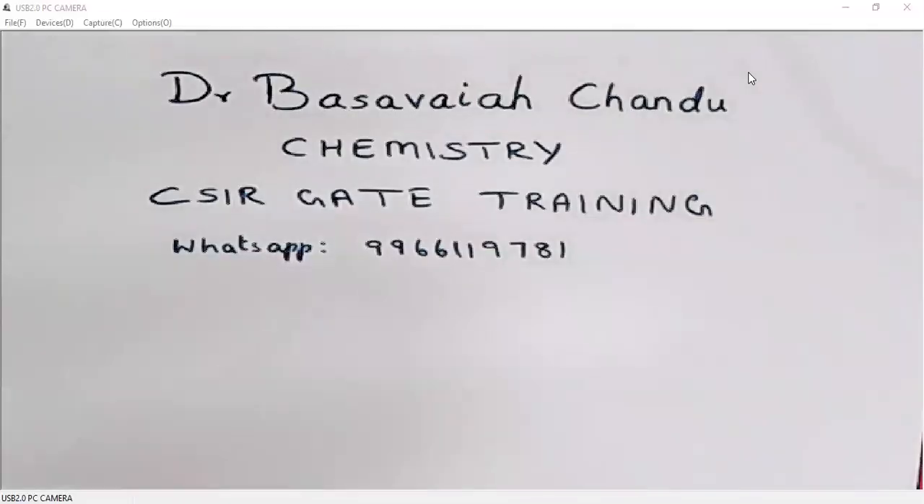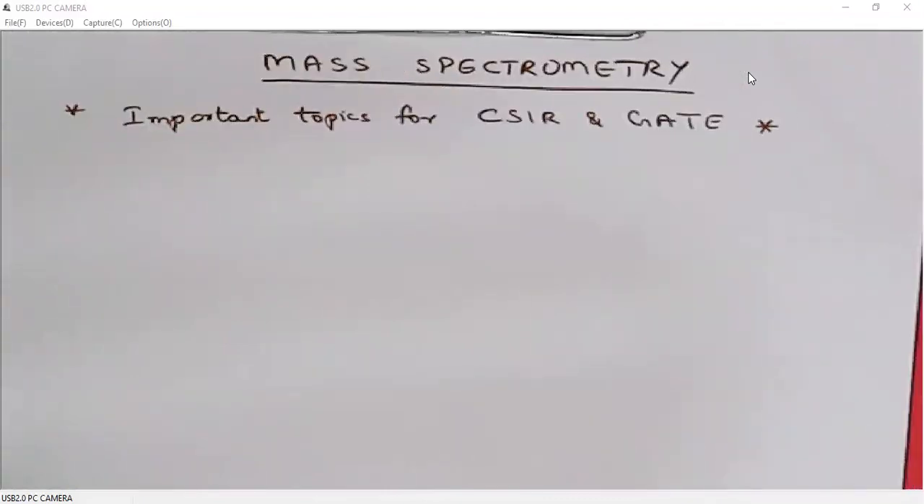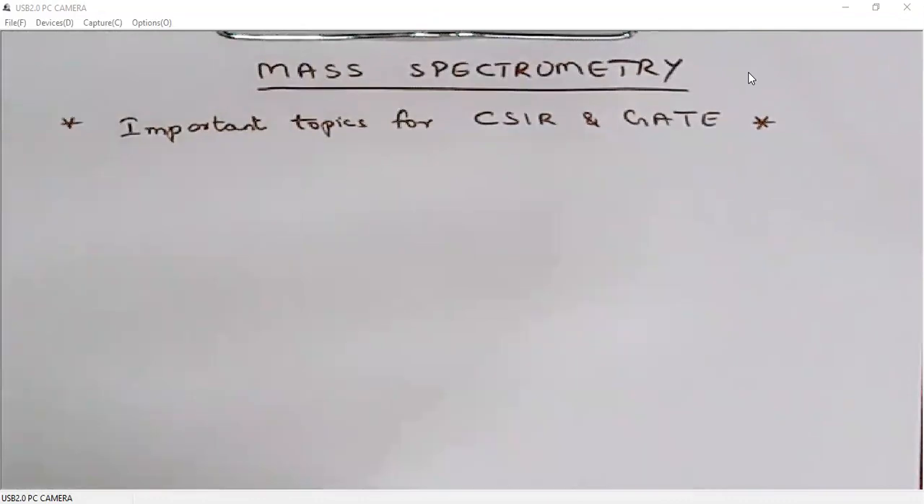Good morning, students. Welcome to the class on spectroscopy. Today, we will look at isotopic ratio data, that is, how it is useful for identification of organic compounds from mass spectrometry.